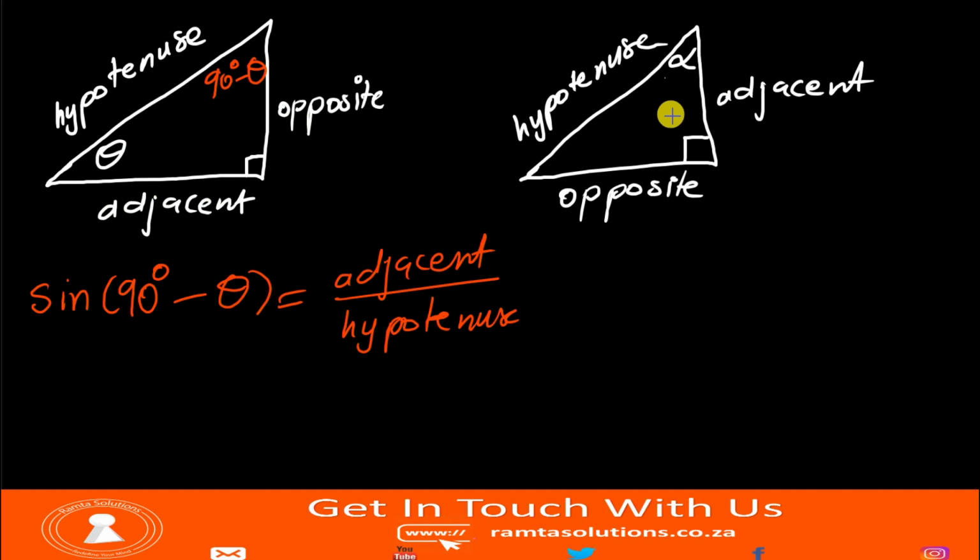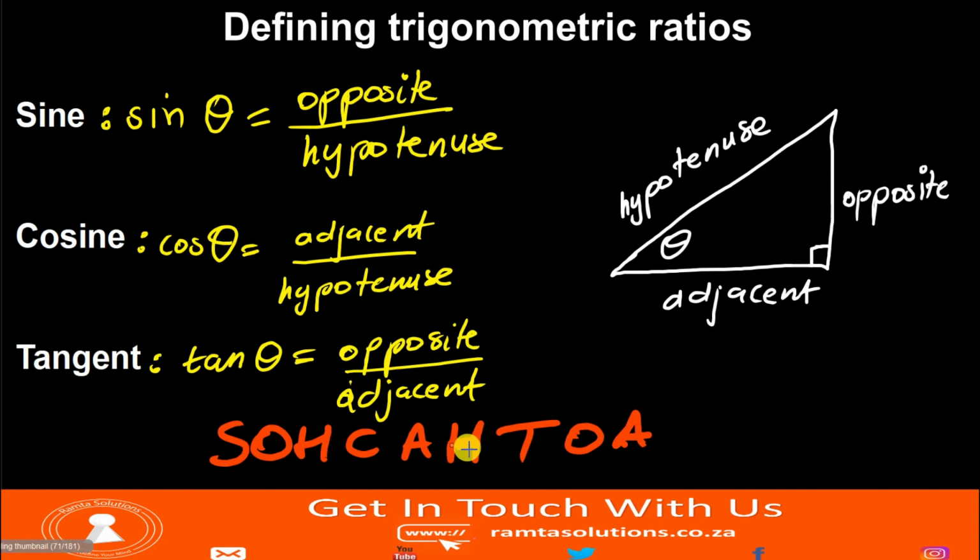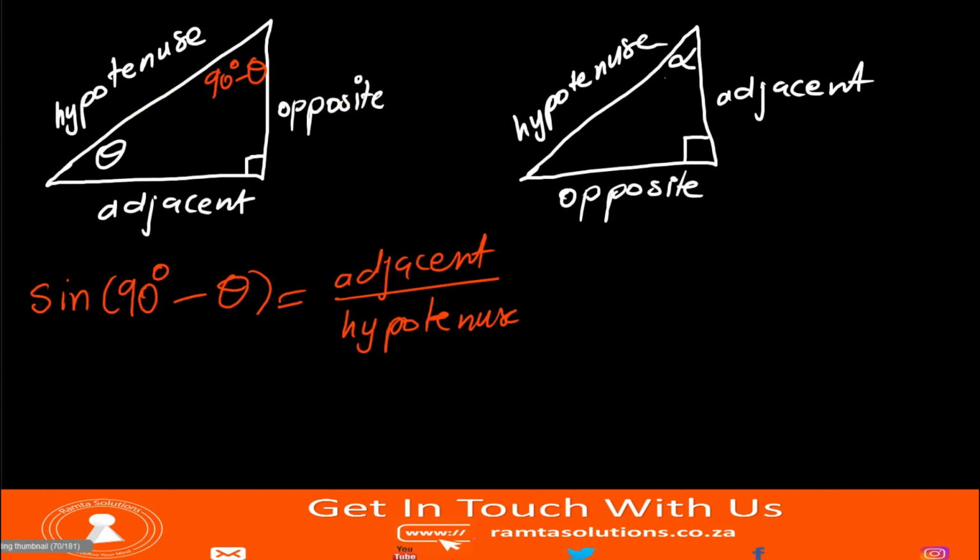So coming to this one here, sine is still opposite over hypotenuse. Do you see this time around I have called this side opposite and this side adjacent? Do not confuse these things. Sine is still opposite over hypotenuse, cosine is still adjacent over hypotenuse, and tangent is still opposite over adjacent. What you need to know is that we define these things relative to the angles. Perfect.